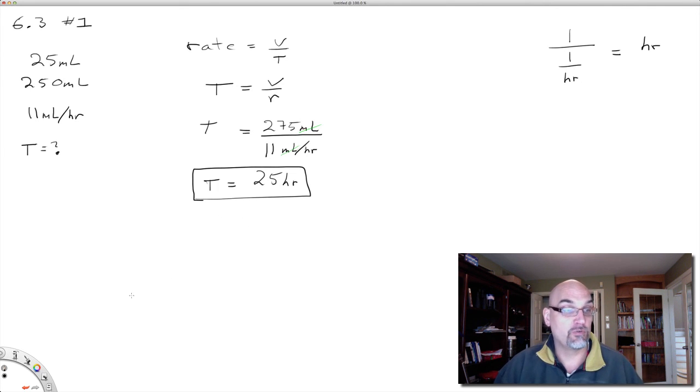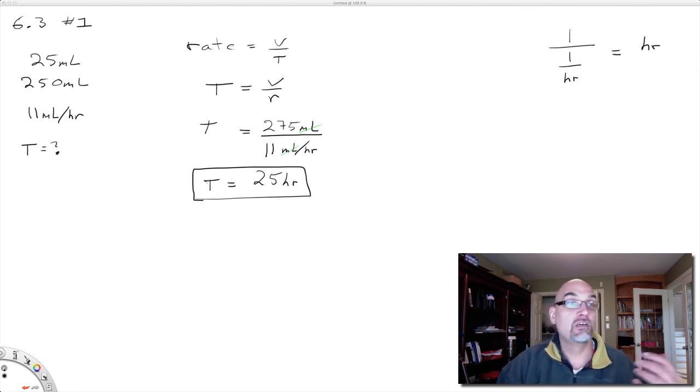That's 6.3, question number 1. And an example of going the other way, calculating the time given the volume and the rate.